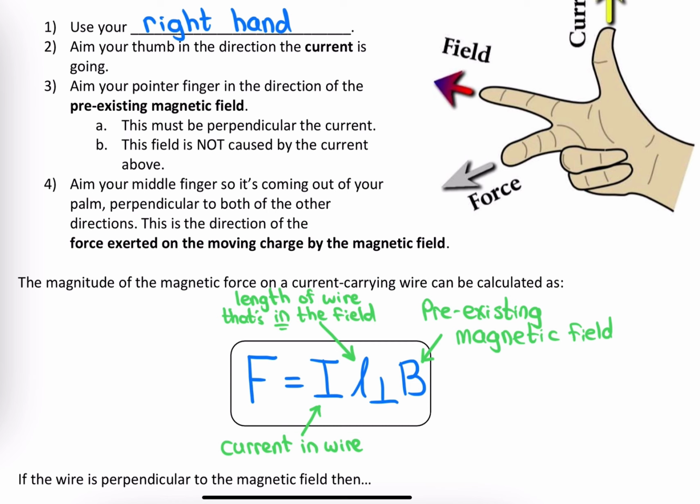And finally, F is the force on the charge by the field, or from the field. And that is basically what our middle finger over here was denoting.